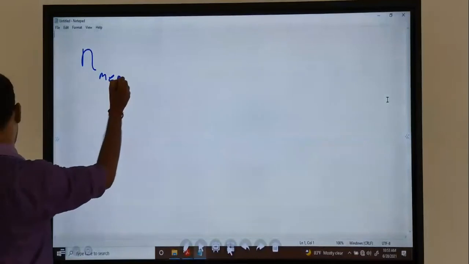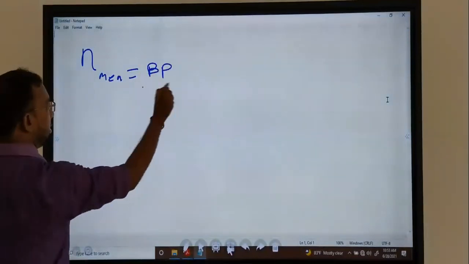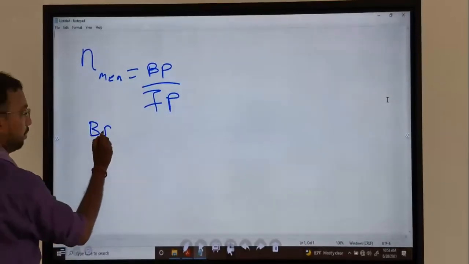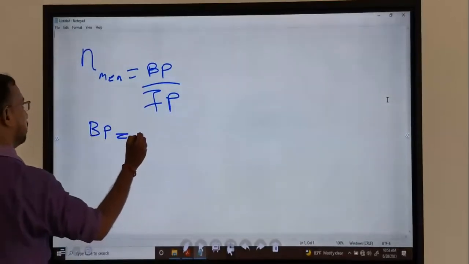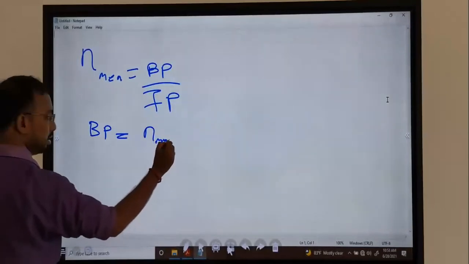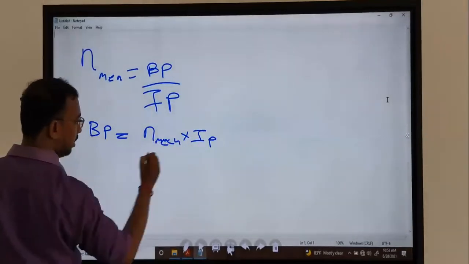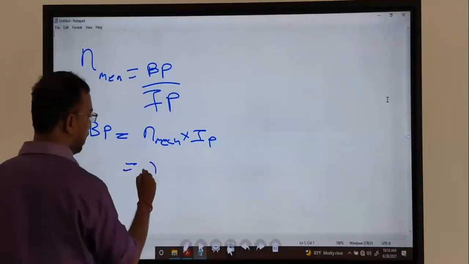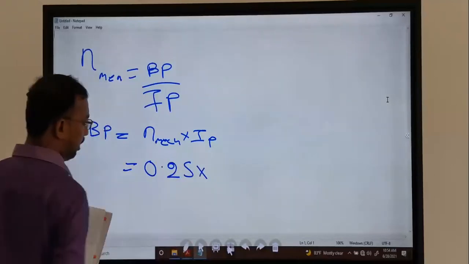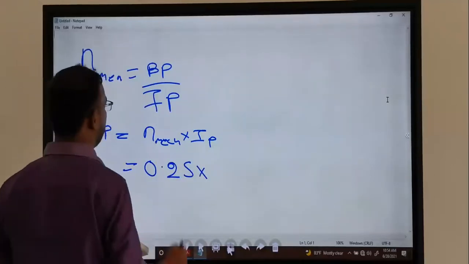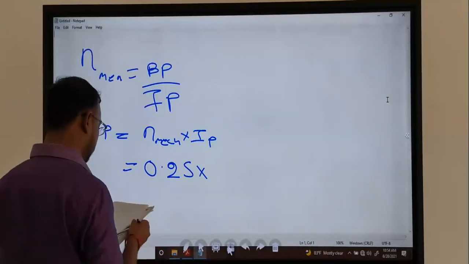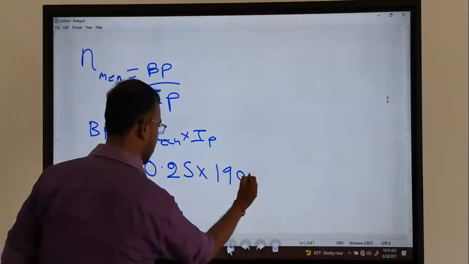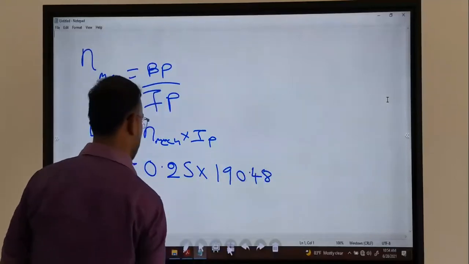Mechanical efficiency equals BP to IP. So brake power equals mechanical efficiency times indicator power. So mechanical efficiency we know is 25%. That is a percentage, so here we apply 0.25. And for indicator power, we substitute the value in kilowatts. So the brake power we can also get in kilowatts.